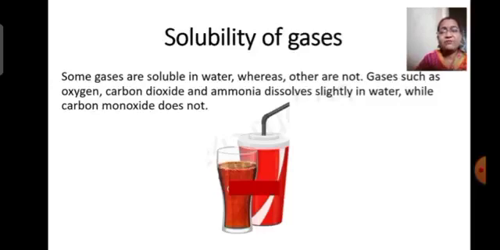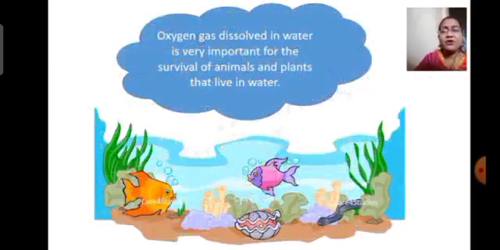Have you opened a bottle of cold drink? You will observe that some bubbles come out as soon as we open the bottle of some cold drinks. Have you asked yourself why these bubbles come out? These bubbles are carbon dioxide gas which is dissolved in the cold drinks. So this is an example of a gas which is dissolved in a liquid. In seawater or in a river, oxygen gas is dissolved in the water. This is the reason for the survival of animals and plants that live in the water.